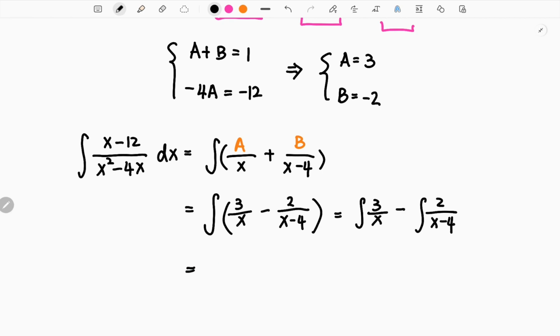So we take out the constant. That gives us 3 times the natural log of x minus 2 times the natural log of x minus 4. We also need a plus C here. C is our constant because this is an indefinite integral.